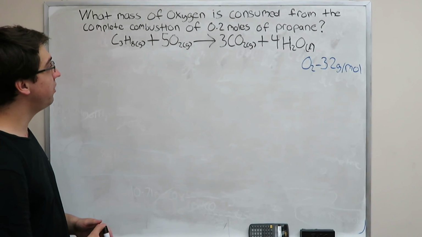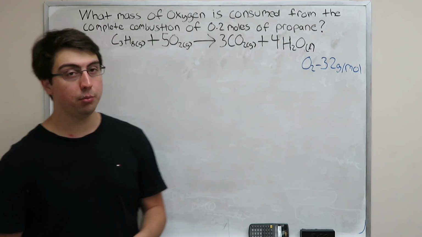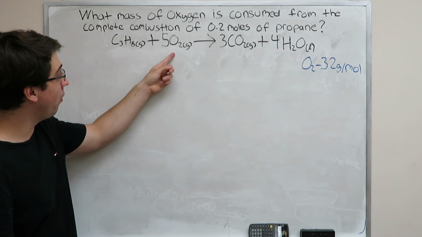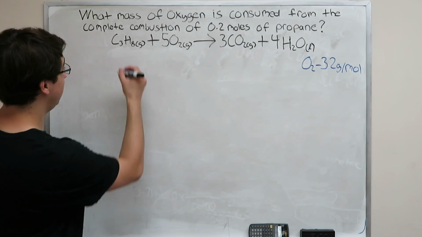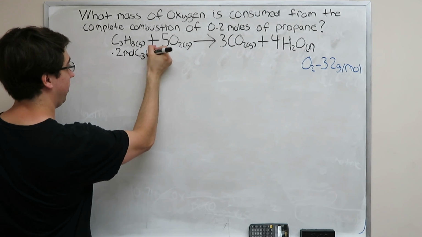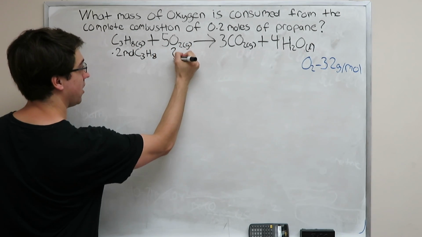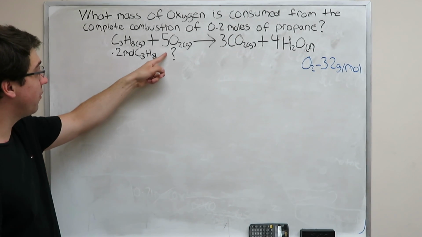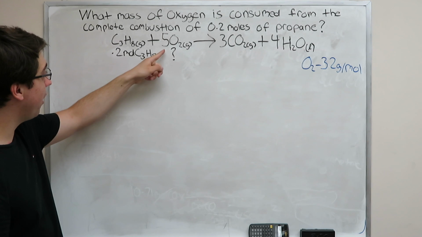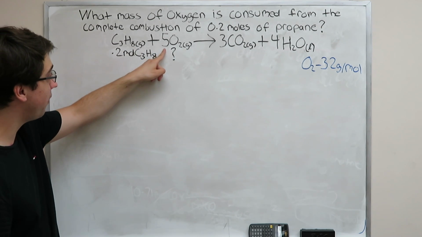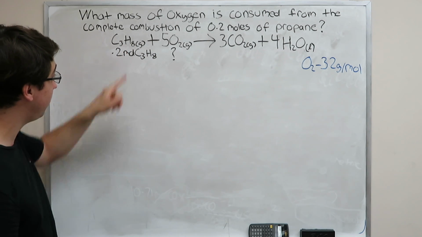What mass of oxygen is consumed from the complete combustion of 0.2 moles of propane? We're given 0.2 moles of propane and we're trying to figure out what mass of oxygen is required. First thing we need to do is convert the moles of propane to moles of oxygen. We need to make a mole ratio of the oxygen and propane using this equation. For this equation, there is 5 moles of oxygen required for every mole of propane.